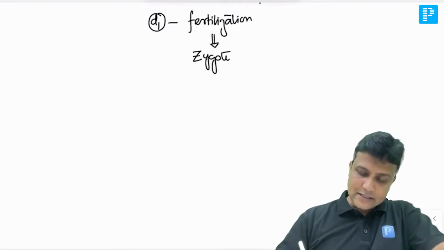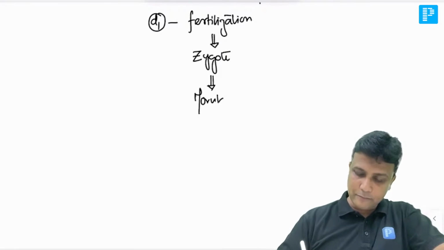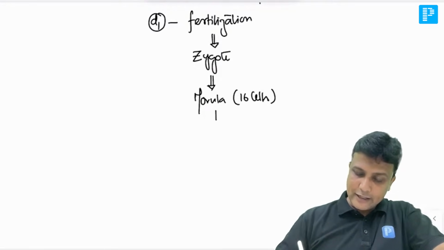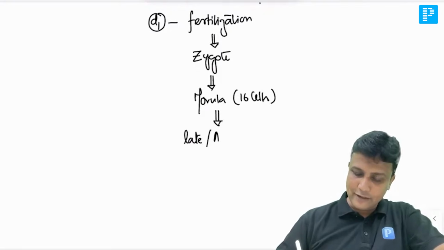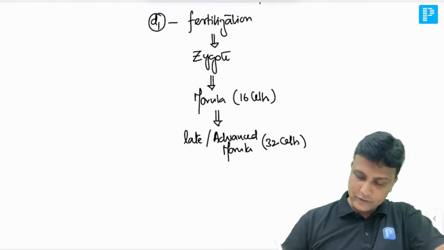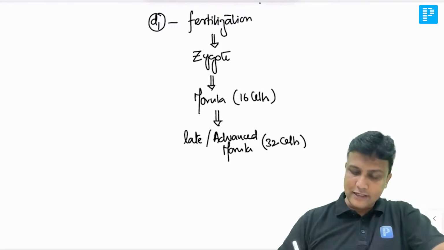And remember, zygote will further multiply to form morula. And morula will have totally how many cells? 16 cells. And that morula will now further multiply to form the late or advanced morula. And late or advanced morula will have 32 cells. And now, my dear friends, the late morula will enter into the uterus.